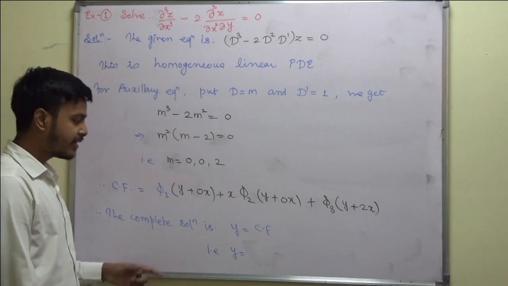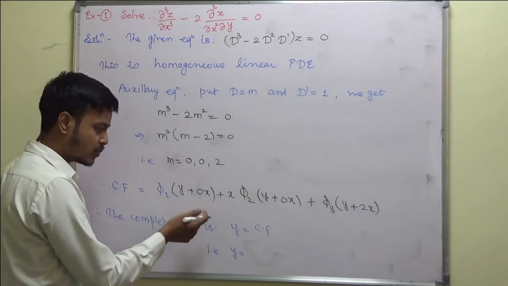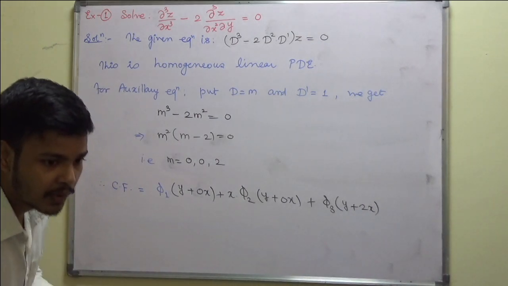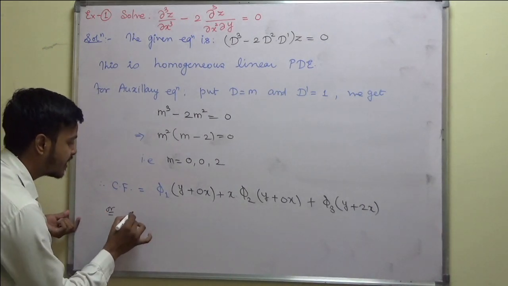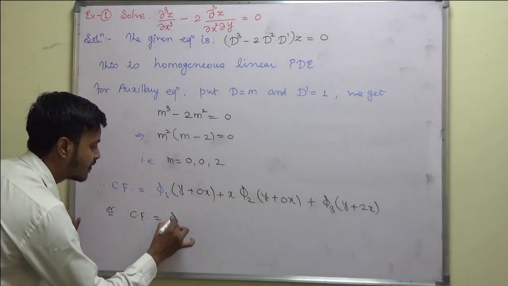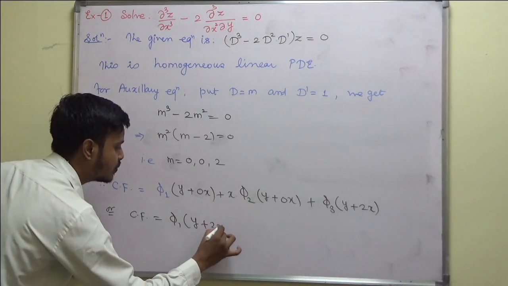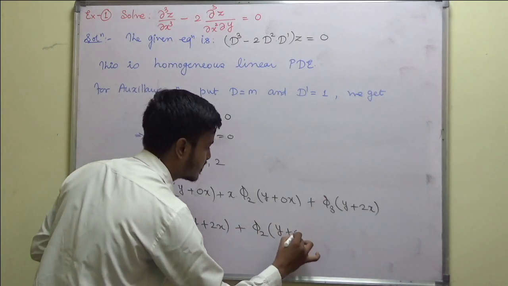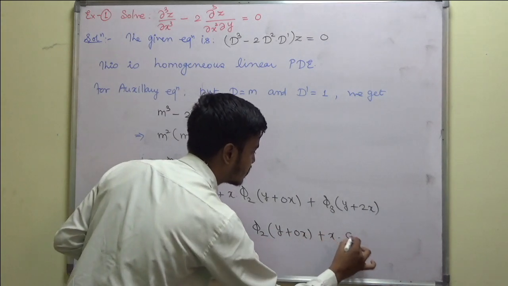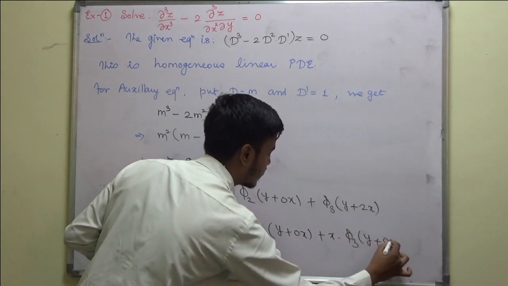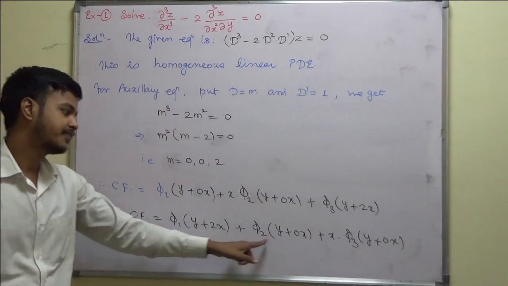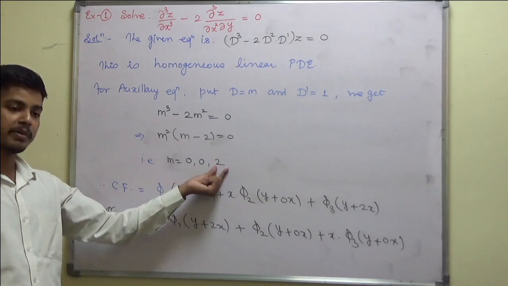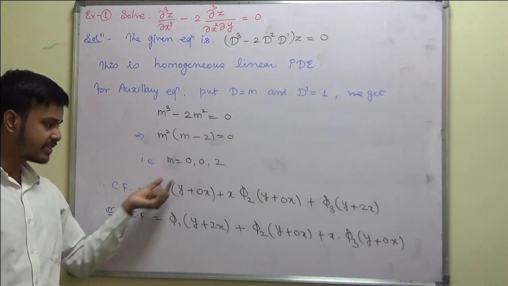Now you can write this as CF is equal to phi 1 (y plus 2x) plus phi 2 (y plus 0x) plus x into phi 3 (y plus 0x). I have already told you that you can write the complementary function for this root first and then this, that is also okay.